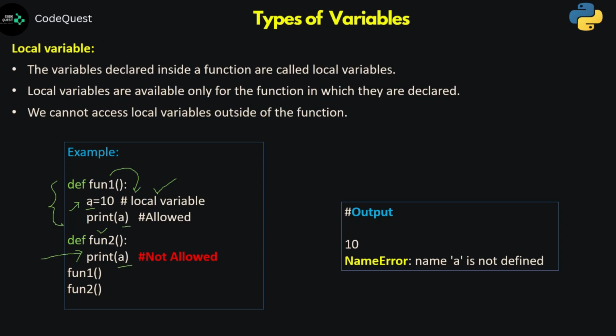Why? Because this a has been part of your fun1 function, which I treat as a local variable. So when I'm calling the function fun1, obviously a has been set to 10, hence I'm printing the value of a and getting 10. But when I'm calling the function fun2, which is trying to access the value of a, which is a local variable of fun1, we are not allowed to access it, hence it is not going to recognize the variable a, and it is going to say that it is not defined at all.